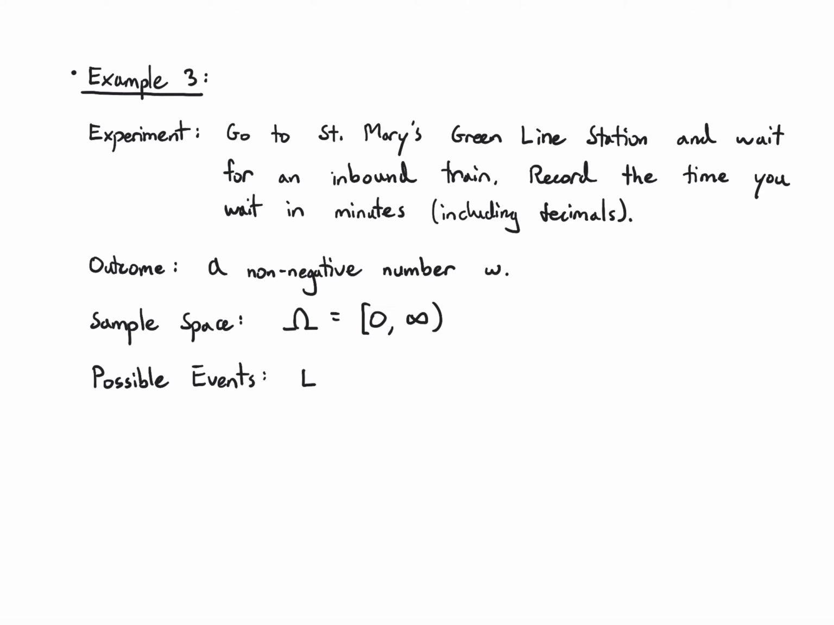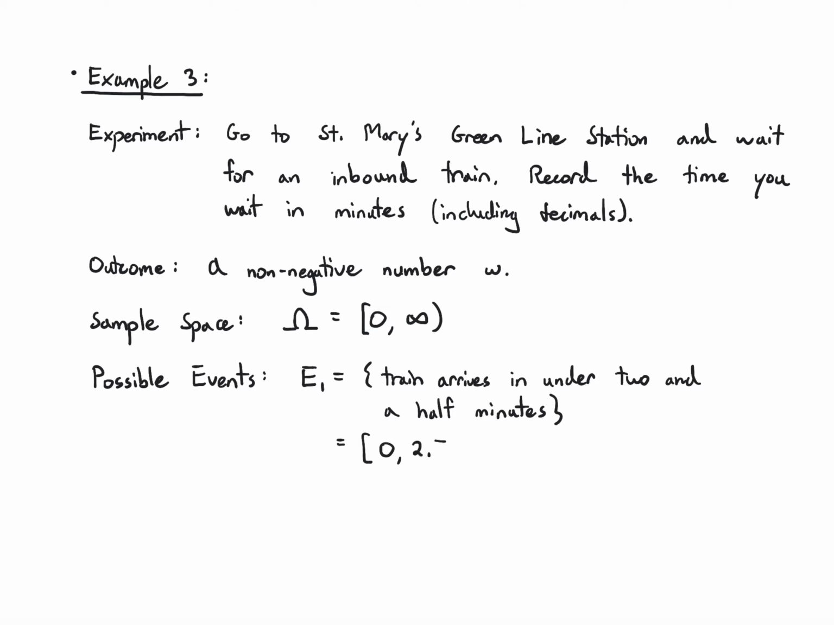The possible events I'm interested in, let's say that I want E1 to be that the train arrives in under 2.5 minutes. So I don't have to wait too long for the train. Okay, how do I write this using a set? I can just write starting from 0 up to 2.5 not inclusive, right? So I don't include 2.5 because I said under 2.5 minutes.